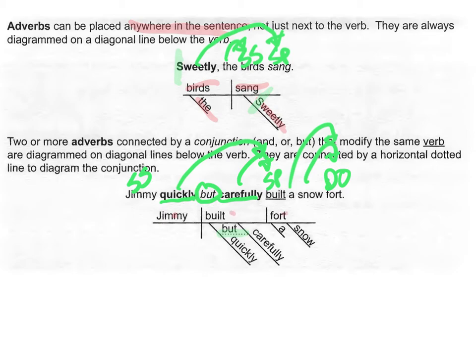Jimmy built fort. Jimmy built a fort. Jimmy built a snow fort. Jimmy quickly built a snow fort. Jimmy carefully built a snow fort. Jimmy quickly but carefully built a snow fort.